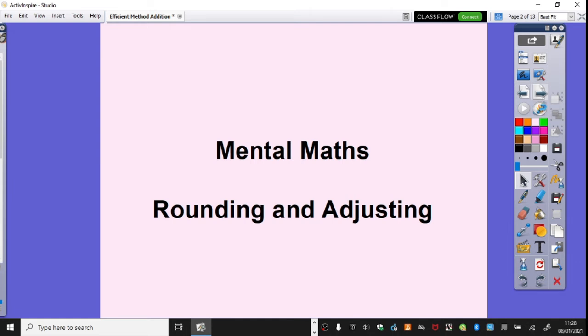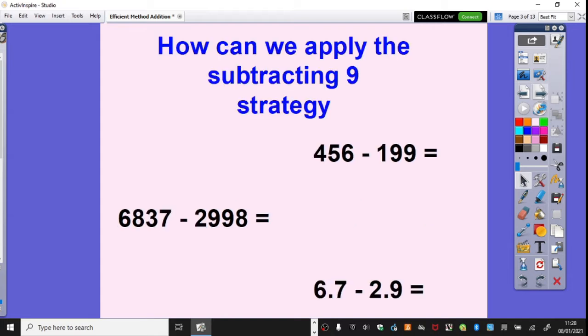So our final day looking at rounding and adjusting in mental maths. We're going to be looking once again at some subtraction today. So hopefully we're becoming quite a bit more familiar with this and a bit more confident with these. So we're going to start with this first one here. We've got 156 take away 199.